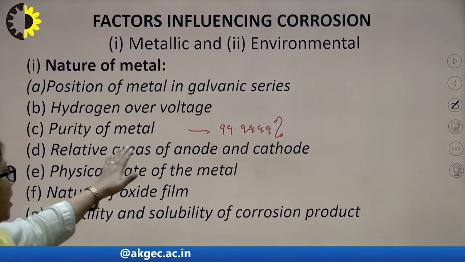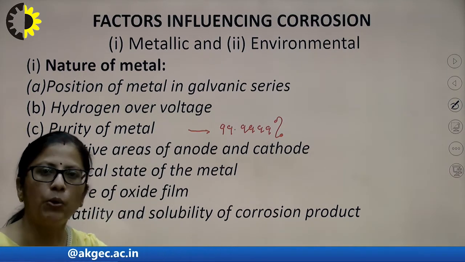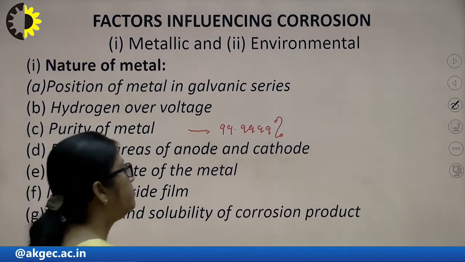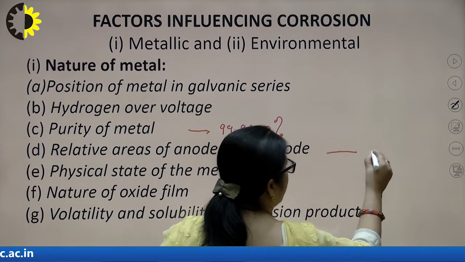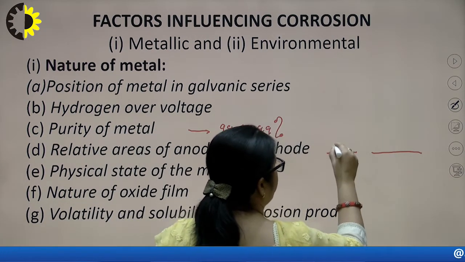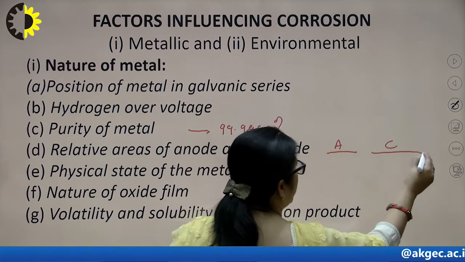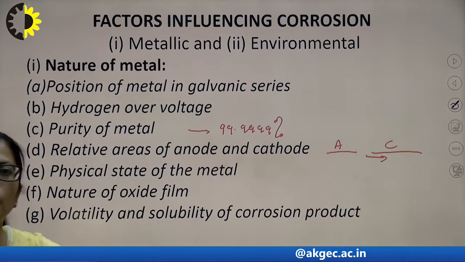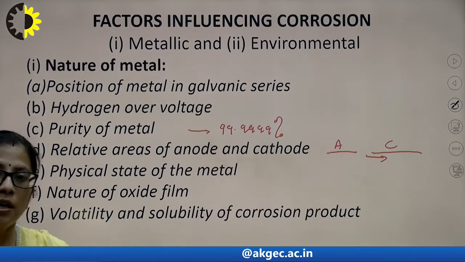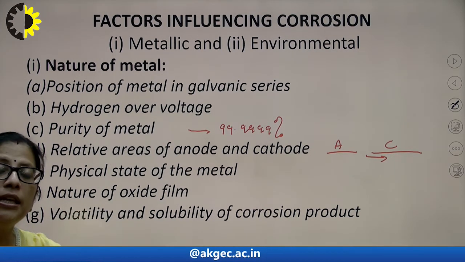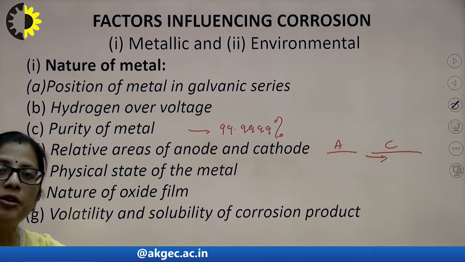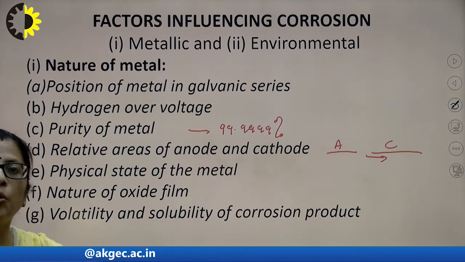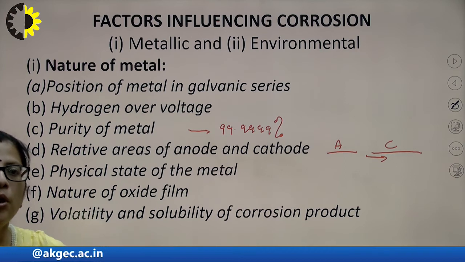Next, the relative areas of the anode and the cathode. If this is the anodic area and this is the cathodic area, and the cathode is larger, then the requirement for electrons will also be greater than when the area of the cathode is smaller. So, the area of the anode should be larger and the cathode should be smaller if we want to reduce the corrosion.